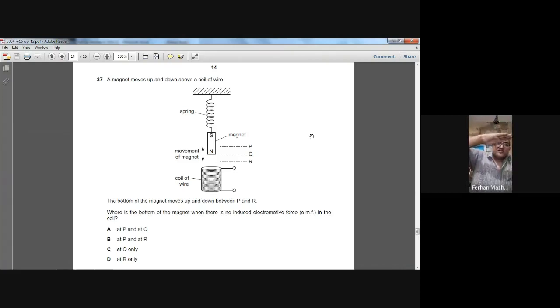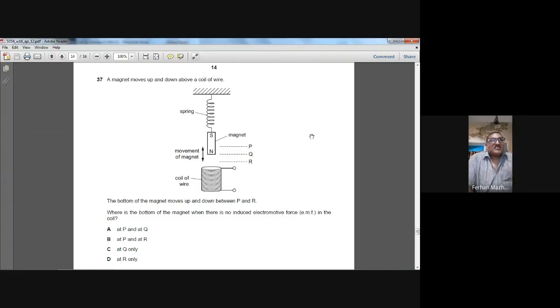So during its motion, when it reaches the point R, it stops and goes back. And when its bottom reaches P, it stops and comes down again. So it's vibrating between the two extreme positions P and R. At point R, for a moment it stops, and at point P, for a moment it stops. So when it stops, there is no EMF.